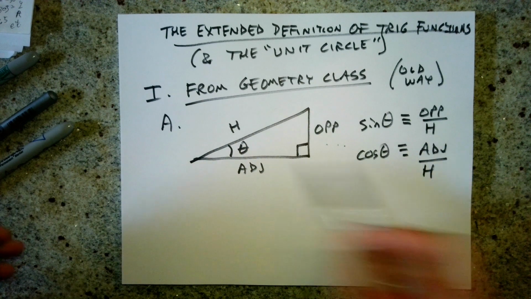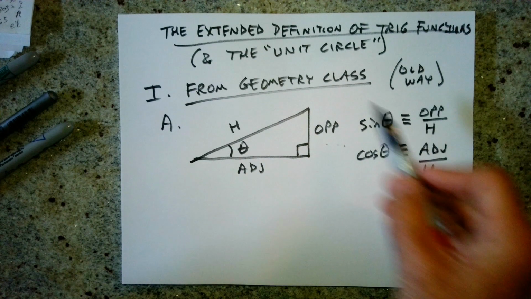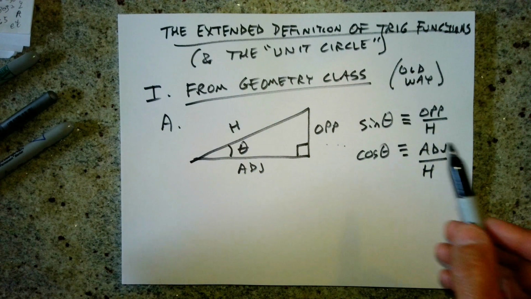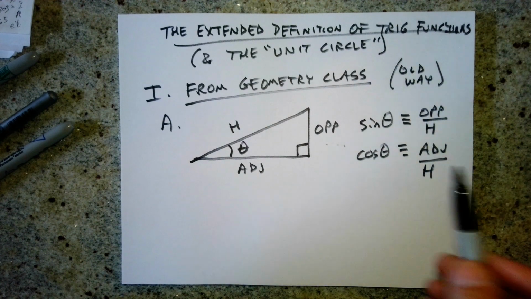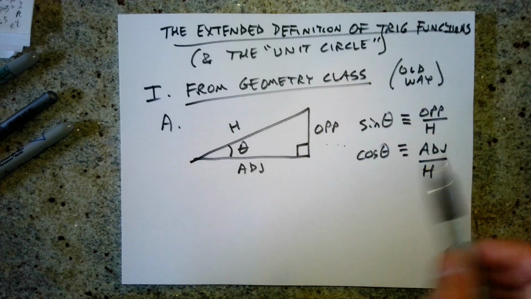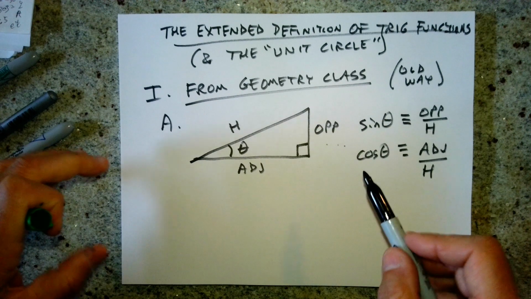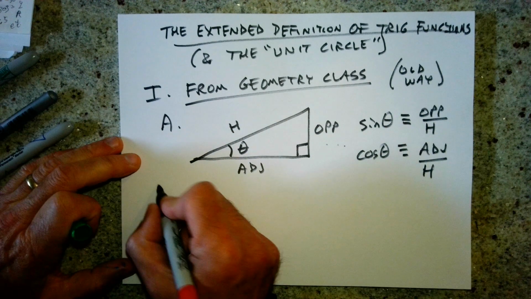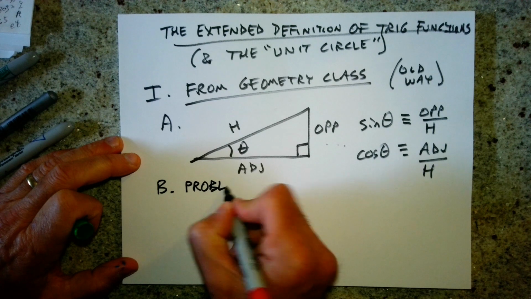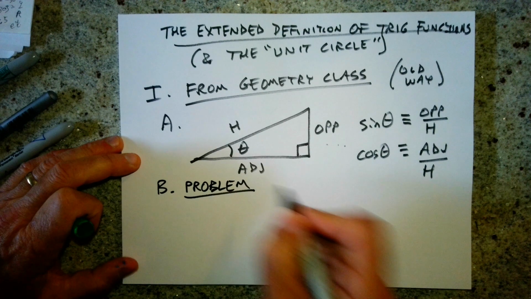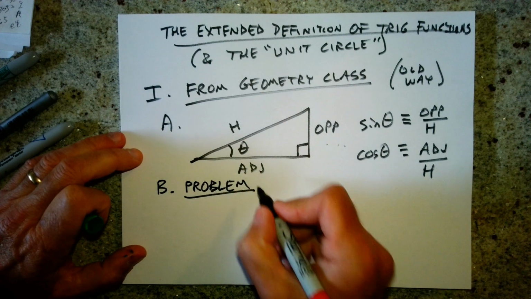Okay, this is what they teach you in geometry, and in a way it can cripple you for later. I've asked students, what does sine mean? And they'll say opposite over hypotenuse. Nope, that's only true if it's a right triangle. There's an extended definition that we'll get to in a second. Here's why this definition was too limited to last. It is an old one. It's the original one, but it's too limited to last.